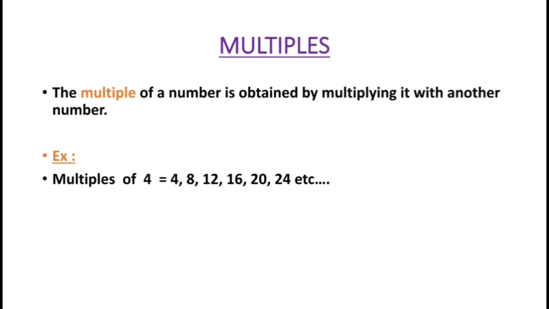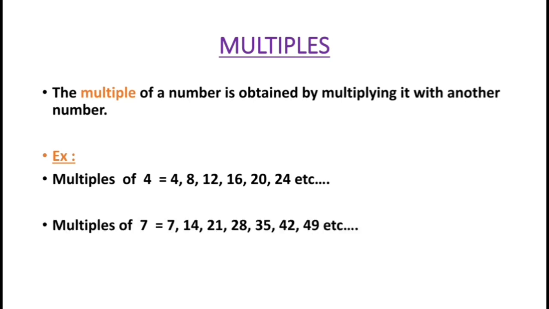What are we doing to get the numbers? To get the multiples, we are multiplying. The first number is obtained by multiplying 4 into 1. The given number into 1, we got 4. Again, the given number into 2, 4 into 2, we get 8. Similarly, when we multiply two numbers, we are getting the answer. That is nothing but multiples. Multiples of a number is obtained by multiplying it with another number.